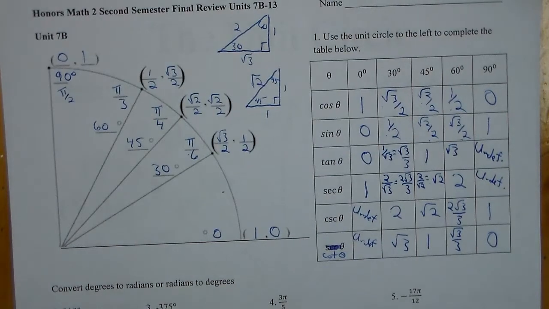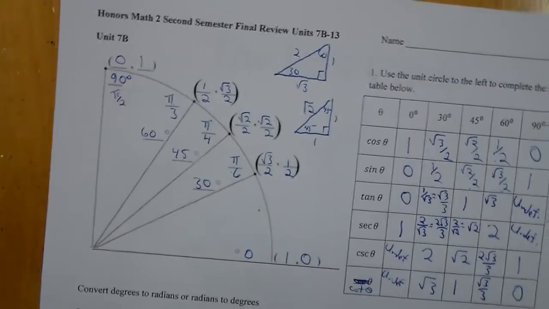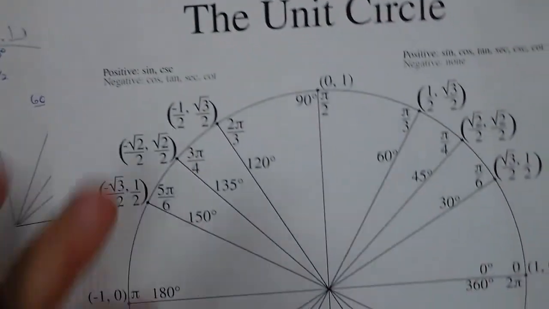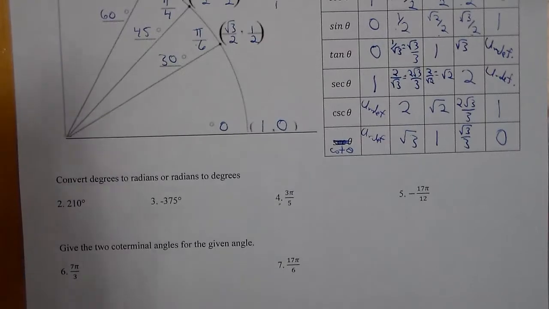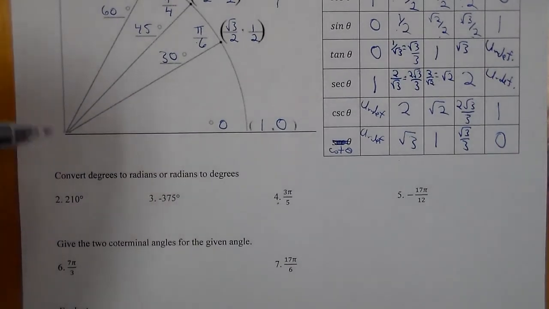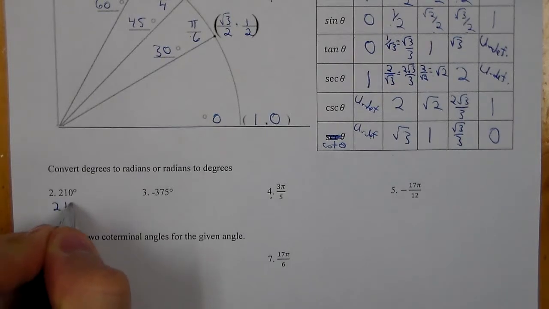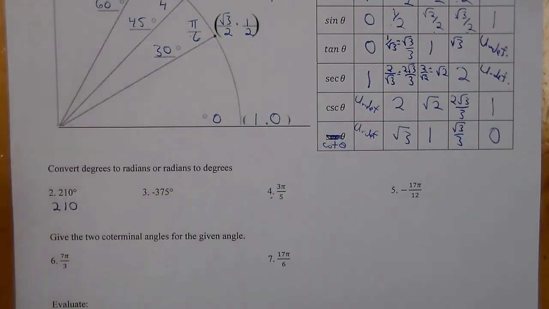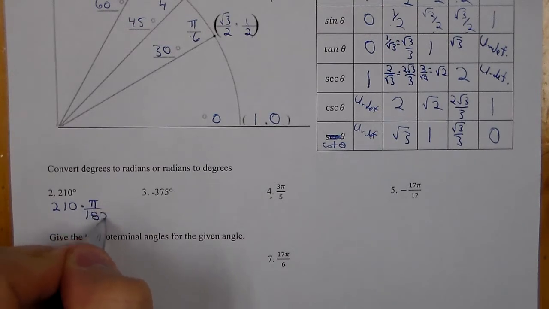So it kind of warms us up for going through and solving with our different values. I also have a unit circle that I can go through and reference as I solve. So let's start with converting radians to degrees, or degrees to radians. 210. I want this in radians, so I'm going to need to bring in a pi. So we're going to use pi over 180 as our rule.